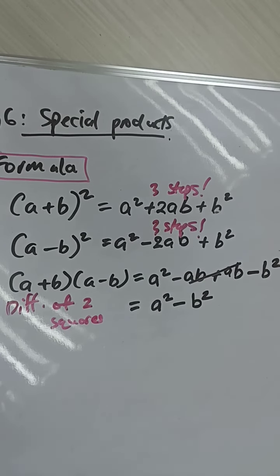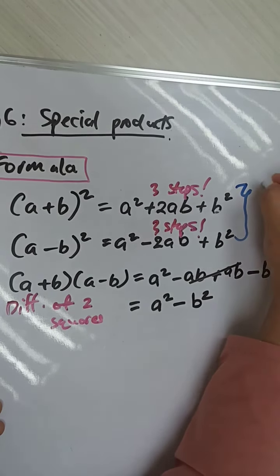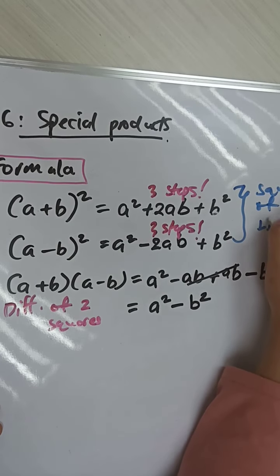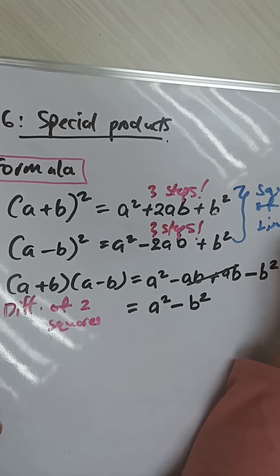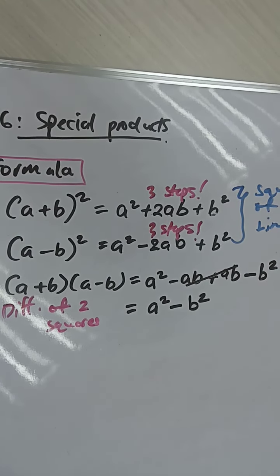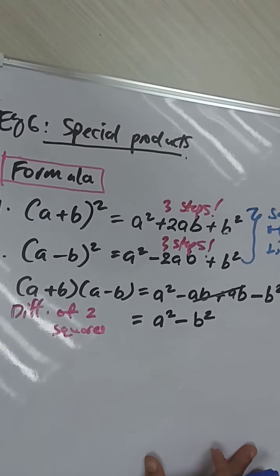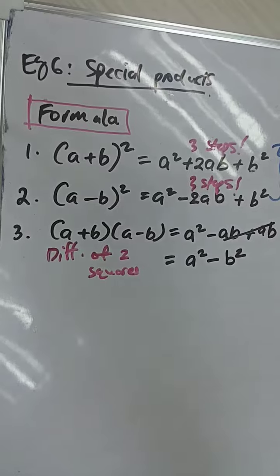And then for the other one, this is the square of a binomial. Square of a binomial. Right? This is the formula you have to remember.